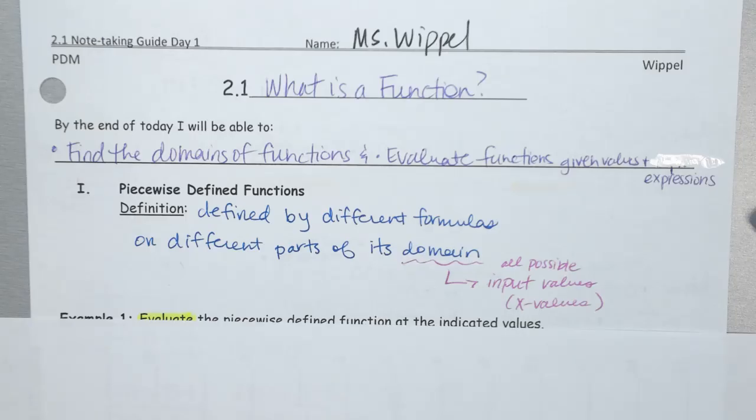Once you guys have that written down, if you glance at example 1, it says we're going to evaluate. We are given a piecewise function, and we have to find f of 1, f of 3, and f of 5. If you remember how to find f of 1, please go ahead and do that. Think about what f of 1 means. What do we have to plug in?